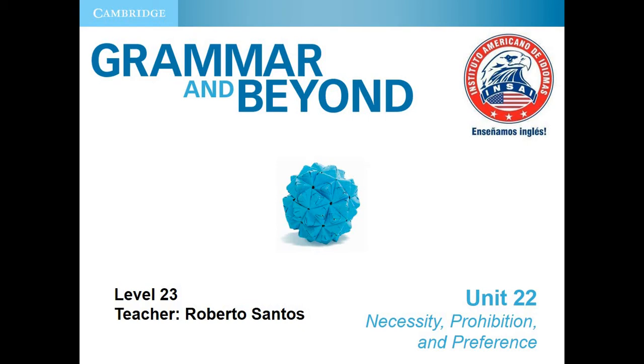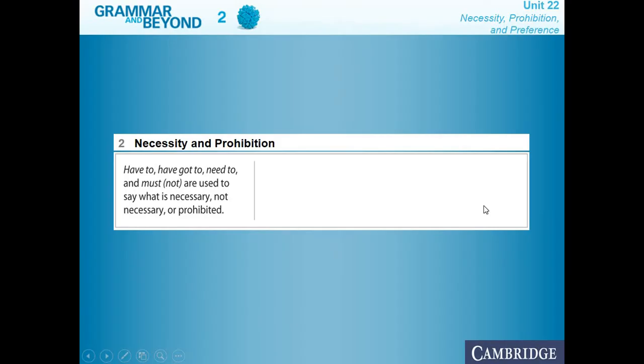Let's jump into the topic. First, we are going to talk about modals of necessity and prohibition. For modals of necessity and prohibition, we have the following. The first ones are have to, have got to, need to, and must not, that are used to say what's necessary, not necessary, or prohibited. They are different in the way that we're going to use them. We're going to see that in a second when we see the uses of the structure.